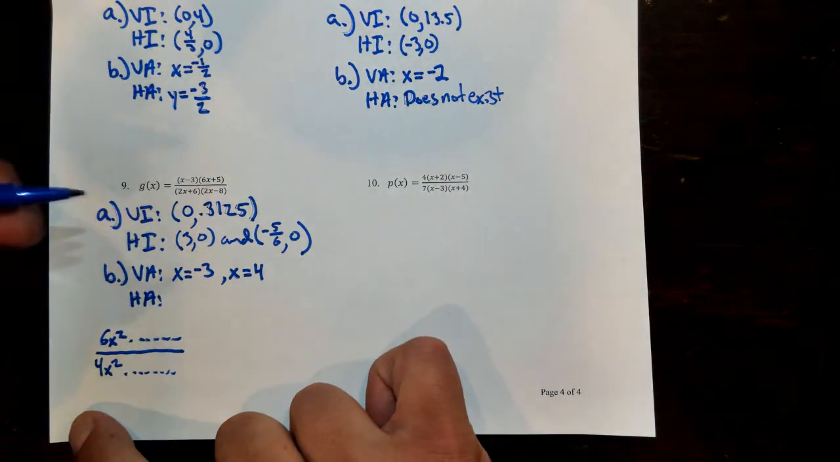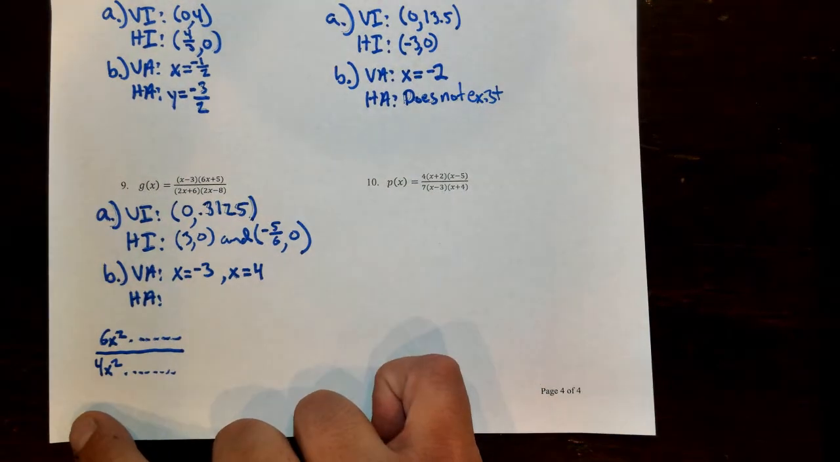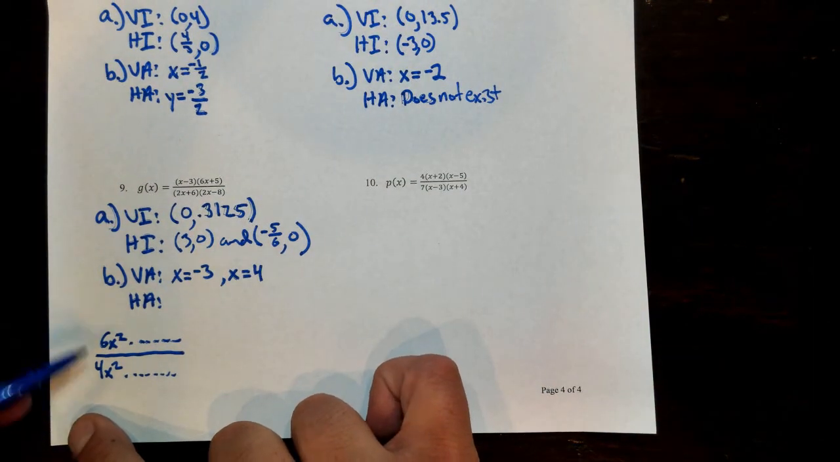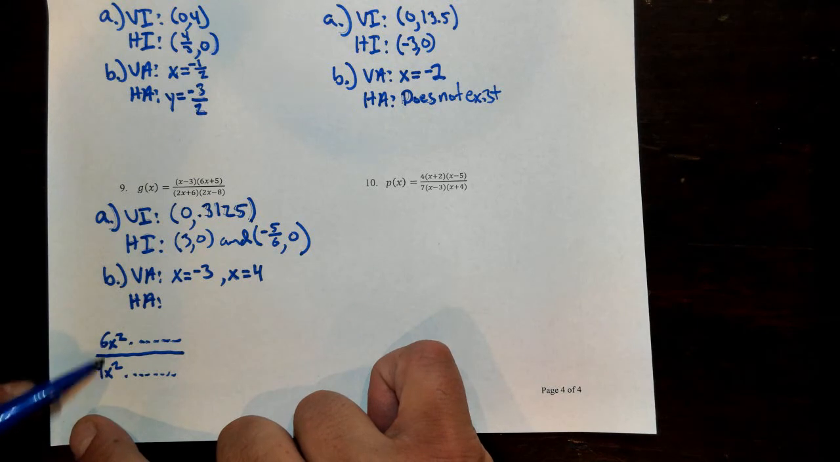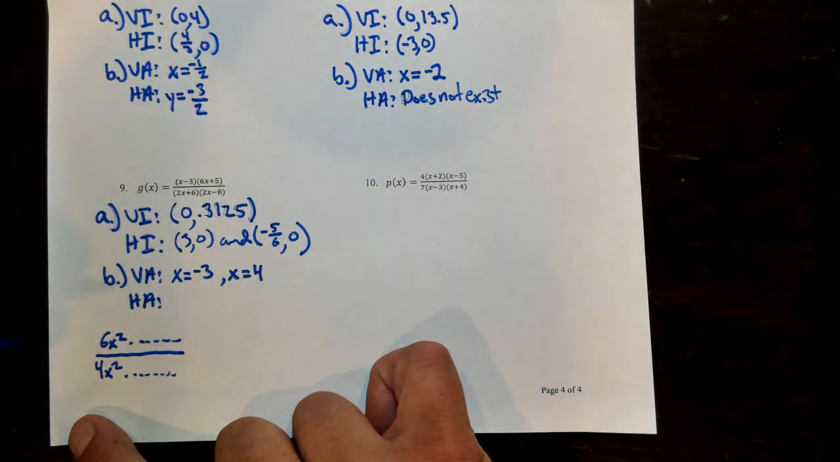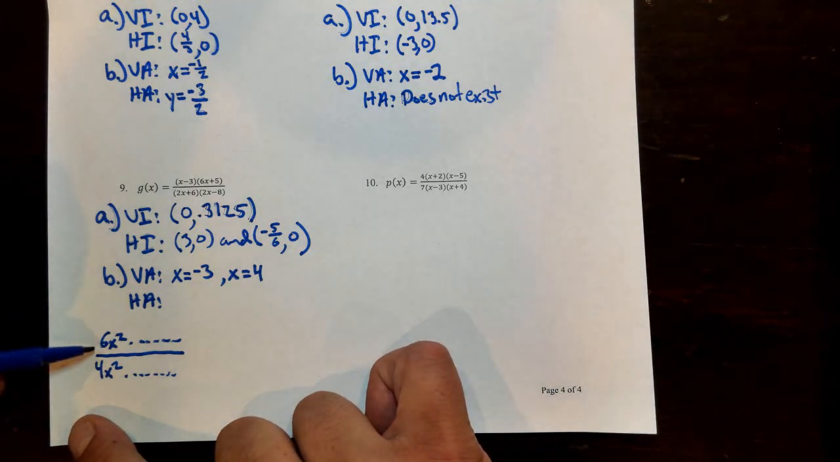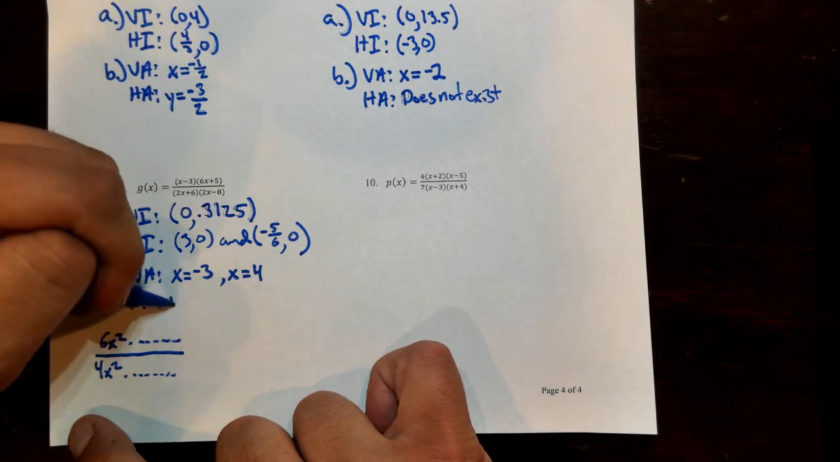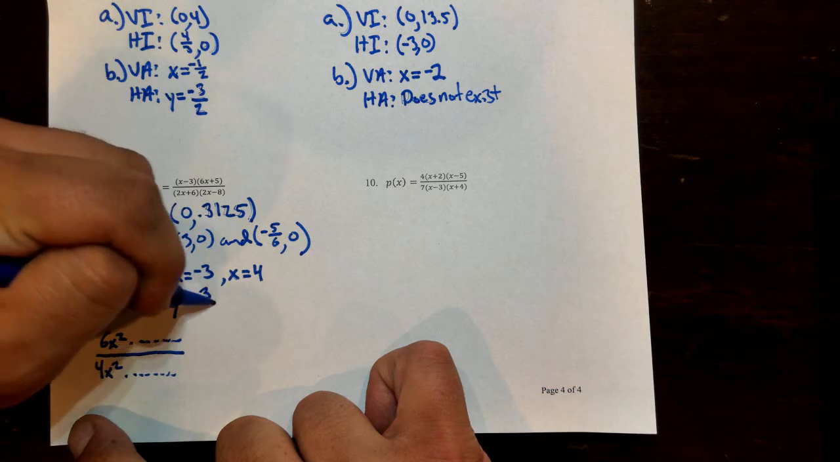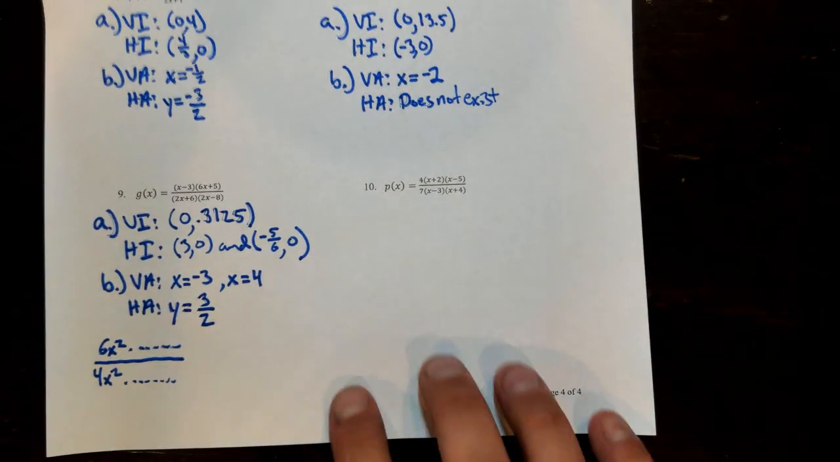Since in this case the degrees are the same, then we just take the ratio. So it's going to be 6 over 4 or 3 over 2, if you want to reduce. So y equals 3 over 2. Okay.